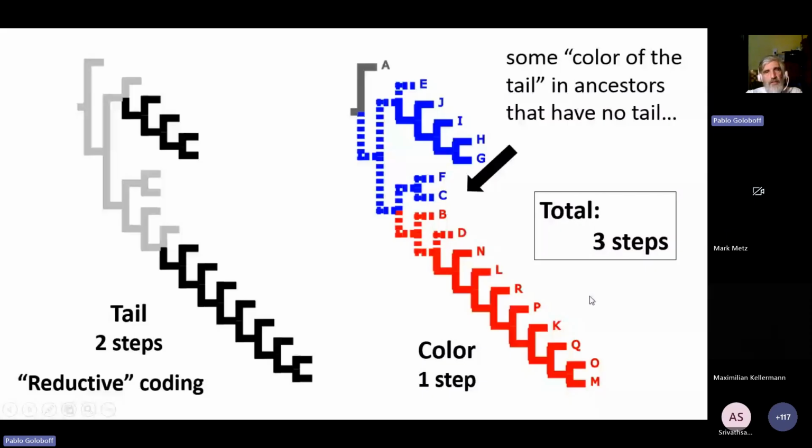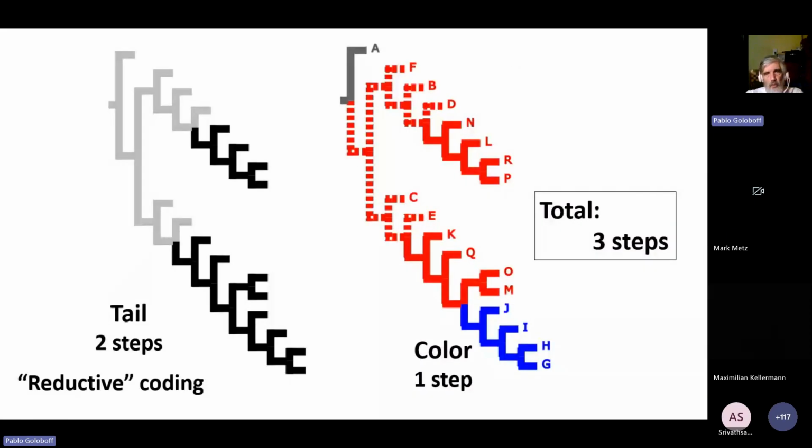Now, consider a different case, again with reductive coding. Suppose that you have split the taxa in this way. Now, this is also going to have 3 steps. You have 2 steps in the tail, and you have 1 step in going from red into blue here, right? But even if you have 3 steps, exactly what you had before, this tree is really not the same as before, because the taxa with red colors are separate in 2 parts of the tree.